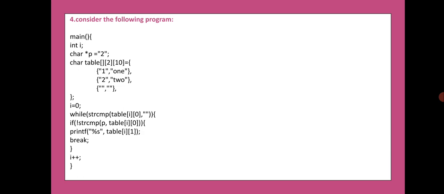After breaking out of this loop, you are entering the while loop, and the next statement is i plus plus. If not strcmp table[i][0], printf in table \n.